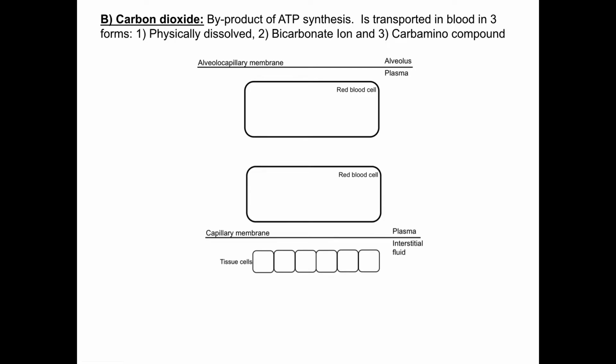Okay, man. Dude, let's talk about oxygen and CO2 exchange. Yeah, man, let's do it.